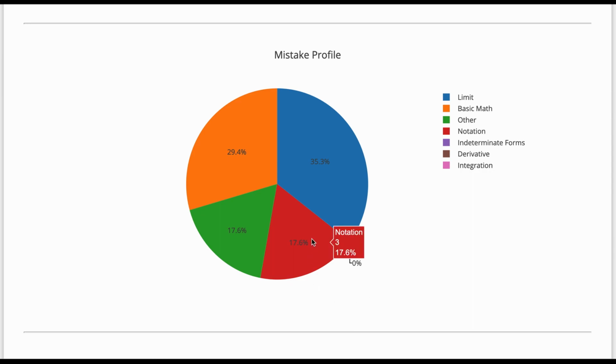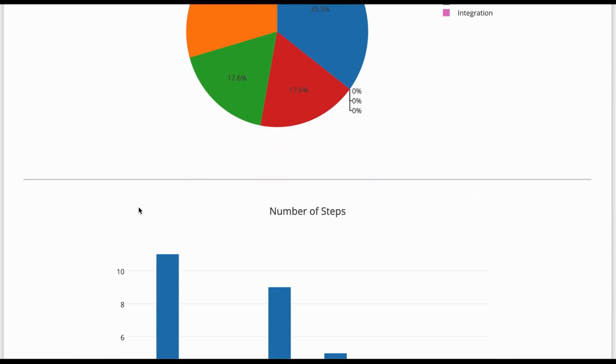In this particular problem, there were a certain number of mistakes involving notation, significantly more mistakes involving limits, and also a good number of mistakes involving basic math. All of this is available at a glance to instructors.